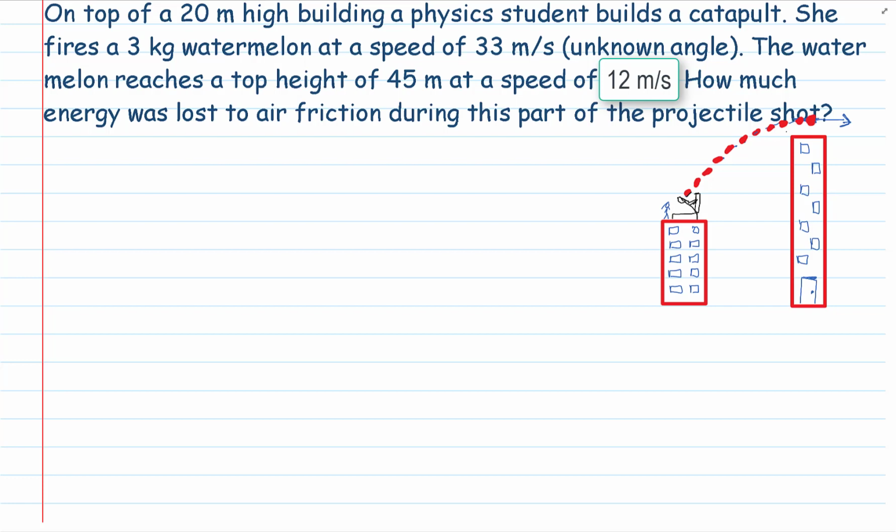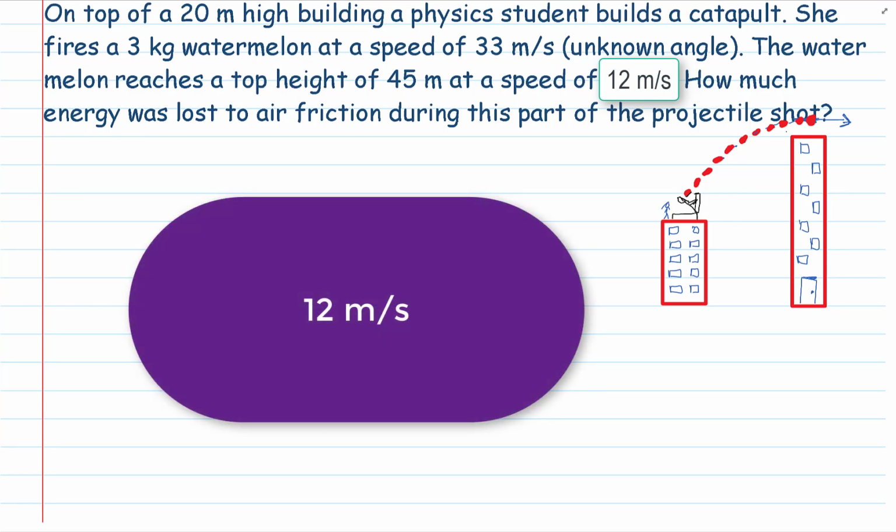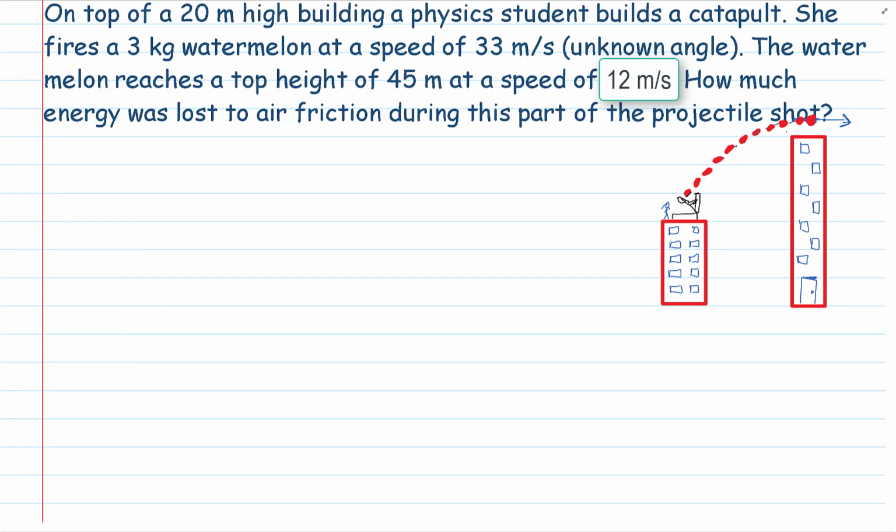On the top of a 20-meter high building, a physics student builds a catapult. She fires a 3-kilogram watermelon at a speed of 33 meters per second at an unknown angle. The watermelon reaches a top height of 45 meters, clearing the next building. At the top height, it's traveling at a speed of 6 meters per second. How much energy was lost to air friction during this part of the projectile shot, the beginning part here?